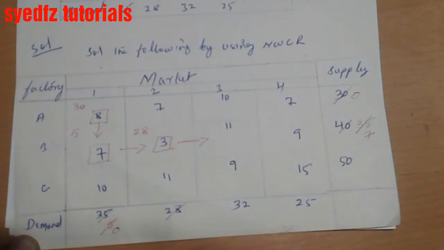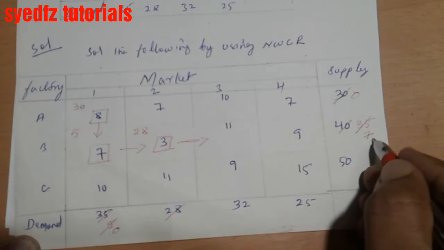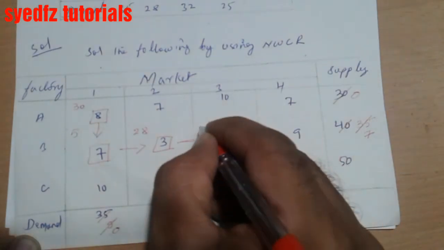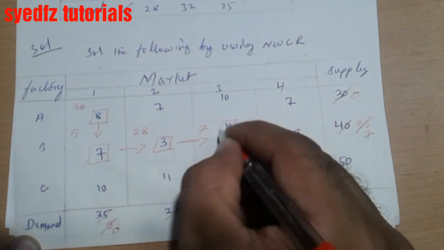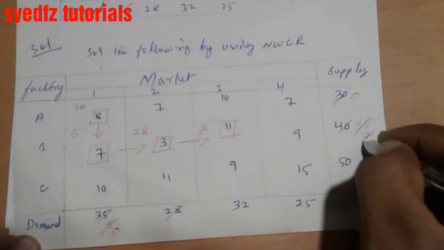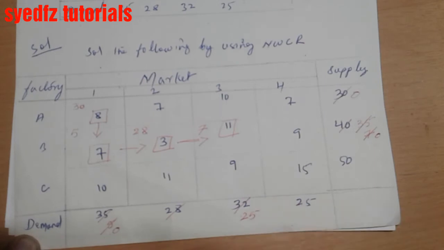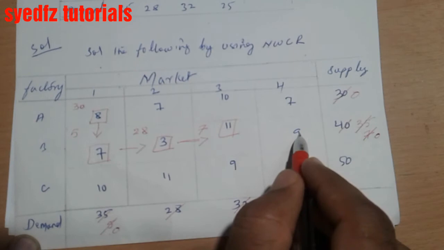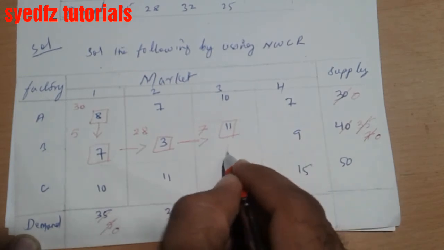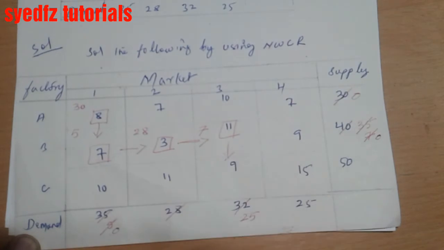To the third demand. Here we have 32 demand, but we have only 7 supply. So allocate this 7 supply to this 11. So this 7 is totally cut. We have deducted 7, so 25 is the remaining demand. We have the demand, but we don't have supply in this row, so we cannot go in the straight direction. We have to move downward.